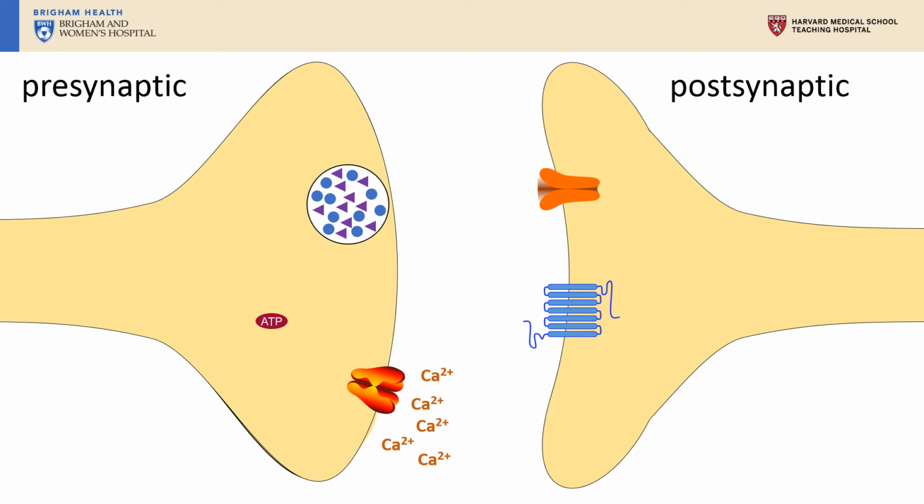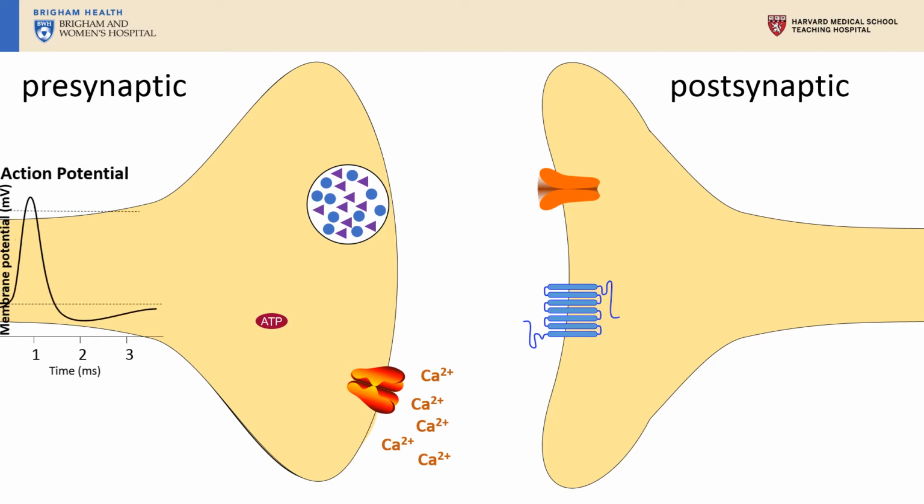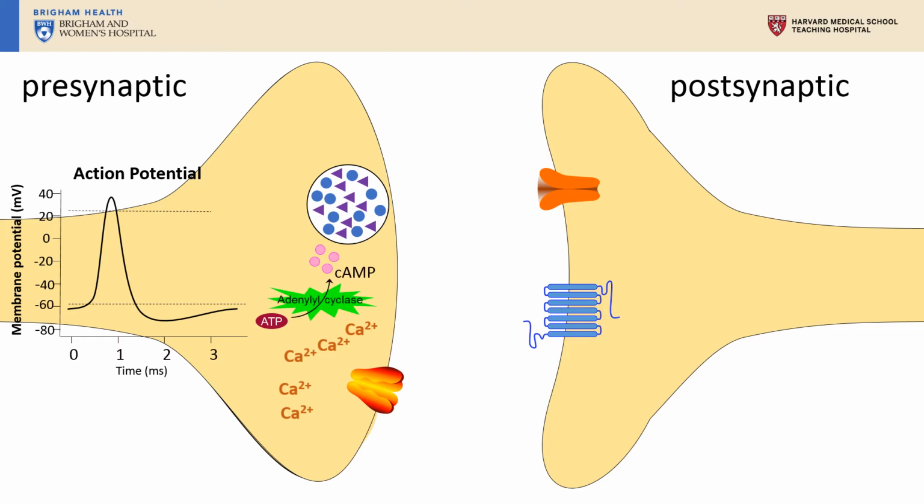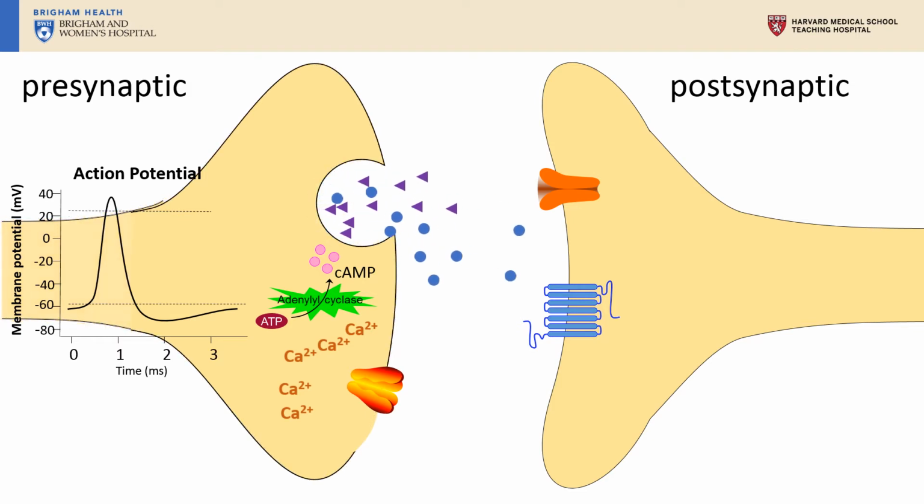So, the normal course of events at a synapse is that the action potential arrives at the end of the presynaptic nerve. Calcium channels open, calcium flows in, the enzyme adenyl cyclase is activated, increasing the amount of cyclic AMP in the cell, which results in neurotransmitter release.